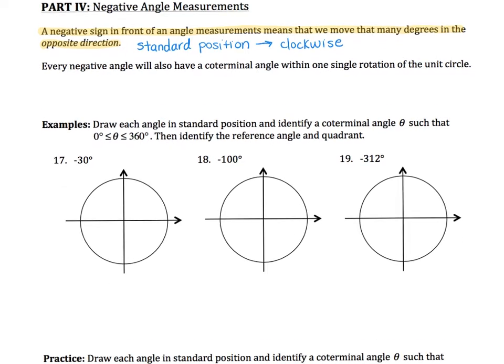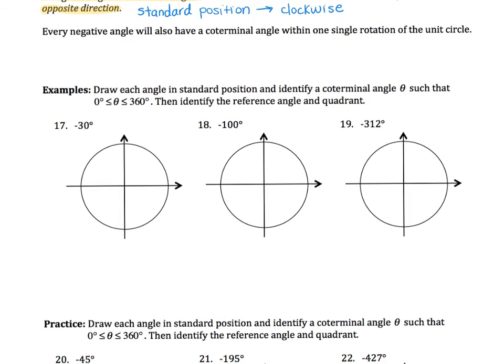Okay, so if we take a look at some of the examples here, all right, let's start with negative 30 degrees. So that means we're going to start in standard position, but instead of rotating up 30 degrees, we're just going to move down 30 degrees. So we're going to go to here. We just go down 30 degrees. And this is negative 30 degrees.